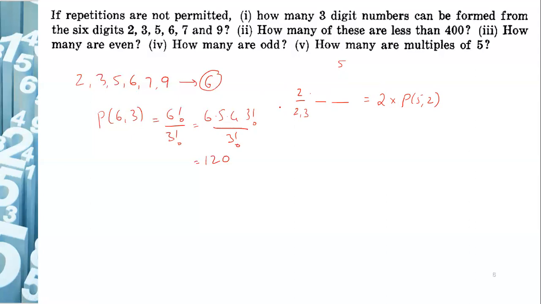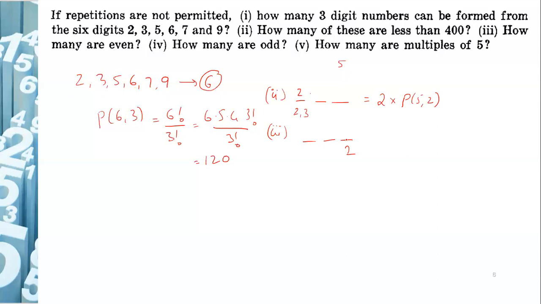Now, what is the third one asking? The third one is asking how many are even numbers. So in these 3-digit numbers, how many are even? Even number means the last digit must be even. So how many even numbers are there? We have 2 and 6. 2 even numbers are there, 4 odd numbers. So 2 even numbers means I can fill this position in 2 ways, either with 2 or 6.